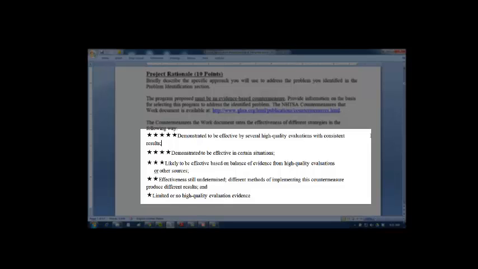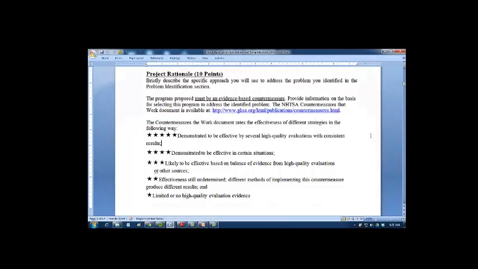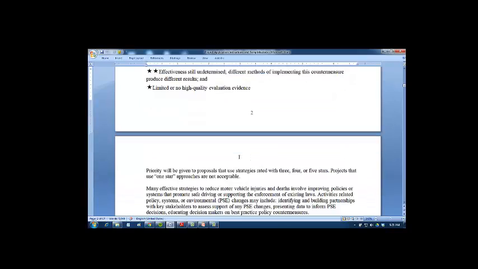The 2 stars are undetermined in their effectiveness. Different methods of implementing the countermeasure produce different results. And the 1 stars have limited or no high-quality evaluation evidence. The one thing to keep in mind is that in order to get these effectiveness ratings, you have to be implementing quality programs and following the strategies as they were evaluated. So I think that's really helpful.